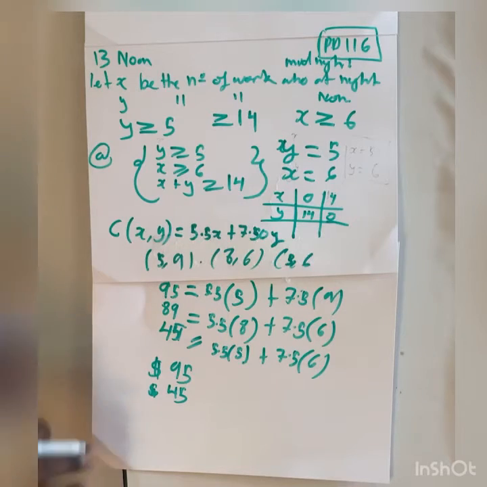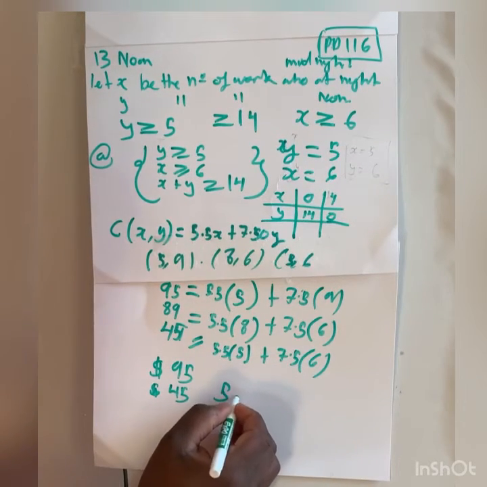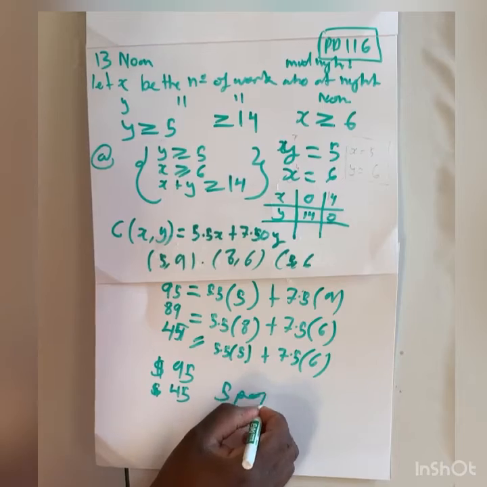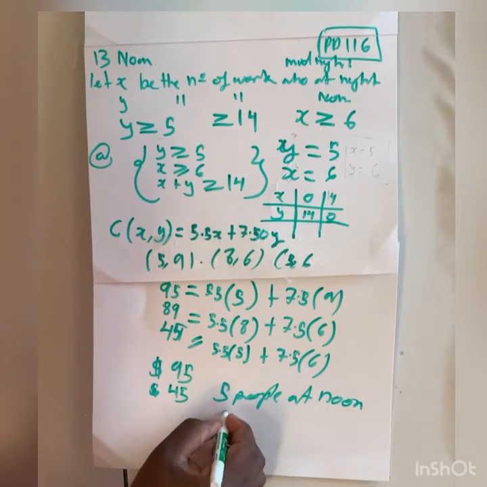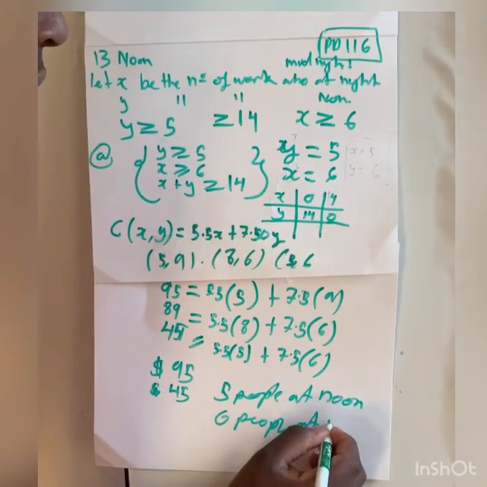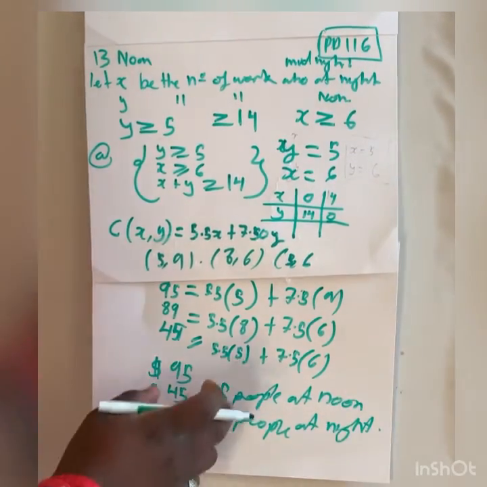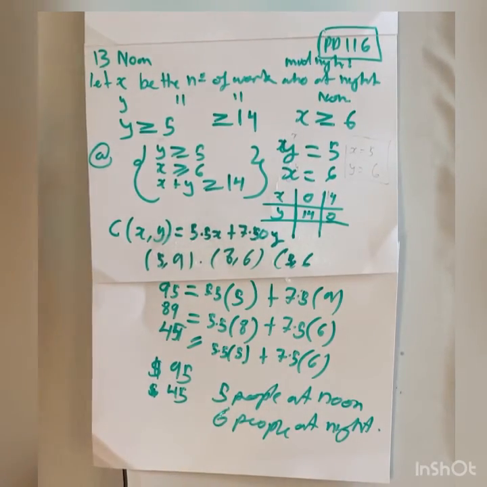So the question, I've already done everything. This is the end of the question. And if you want to know the number of shifts worked during the night that minimizes the cost, the minimum is 5 people at noon during the day, and 6 workers at the night shift. So this one we minimize.